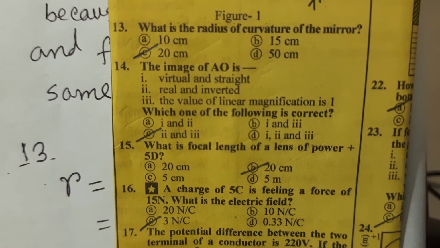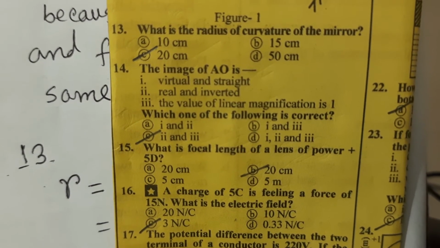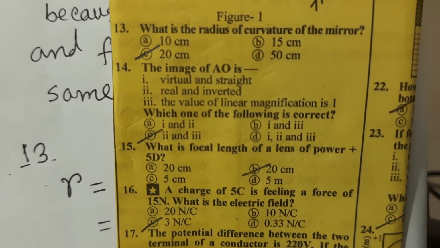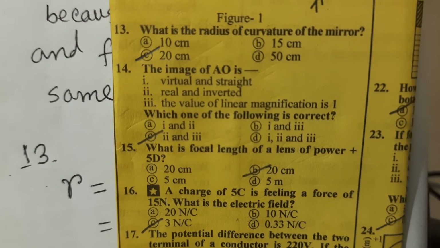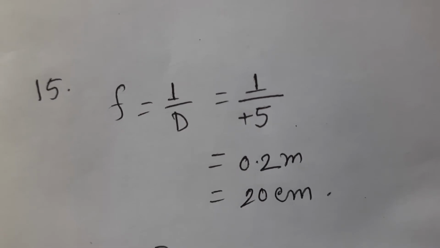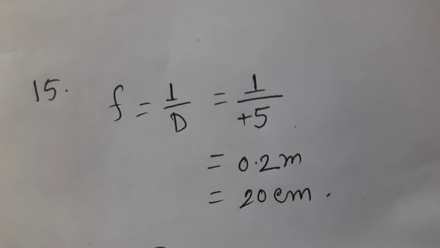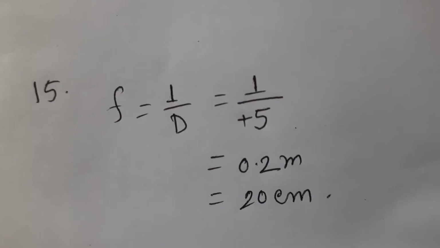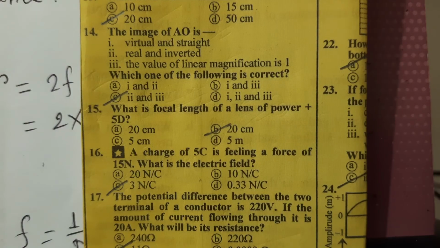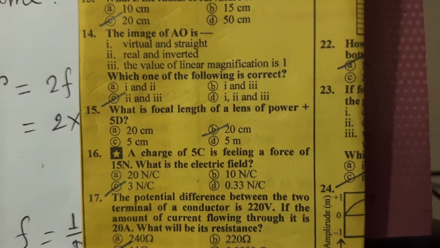Okay. Question number 15. What is the focal length of a lens of power plus 5 diopter? Okay. So here we have given the power of the lens, P equal to plus 5 diopter. So the solution is, we know that P equal to 1 by F. So we can write F equal to 1 by P. So 1 by plus 5. So the answer is 0.2 meter, and converting to centimeter unit we get 20 centimeter. So the answer will be B.